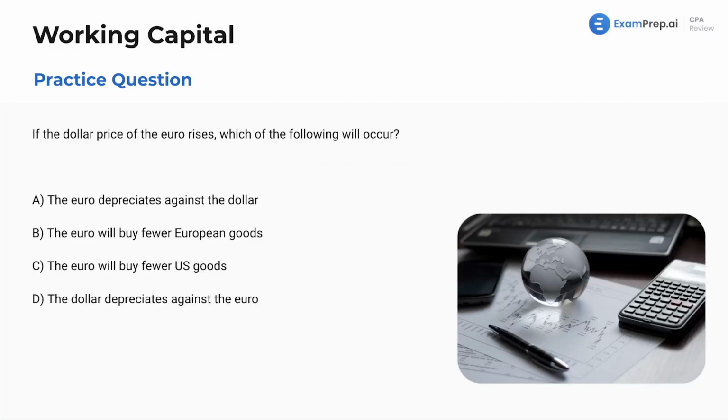If the dollar price of the euro rises, which of the following will occur? These questions can really mess with people's minds. I don't blame you. I think it is super difficult. And I'll give you a little trick for these.